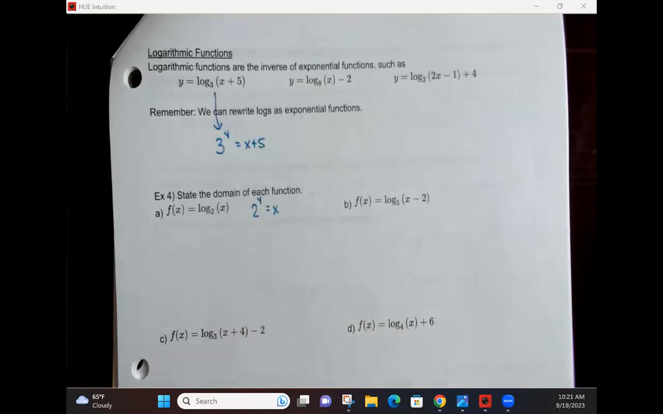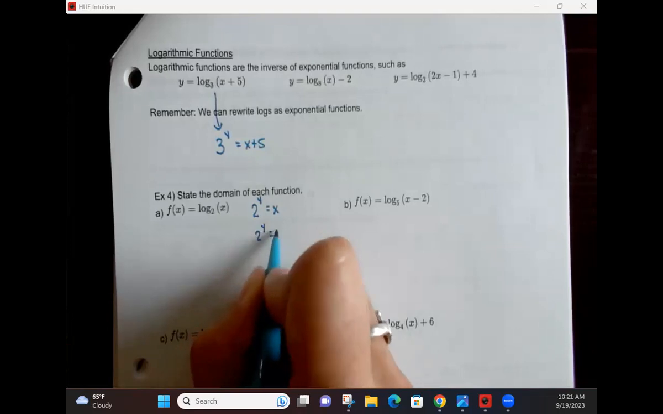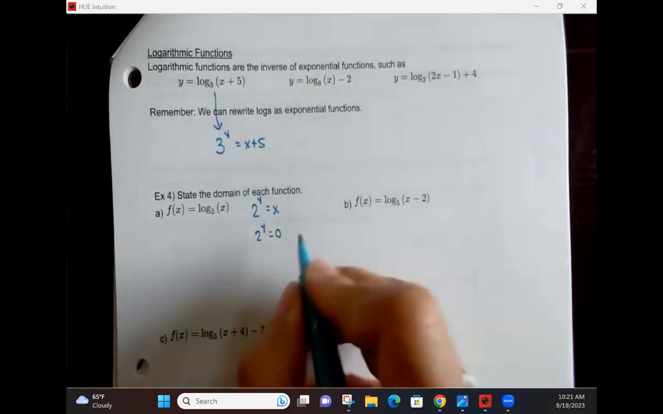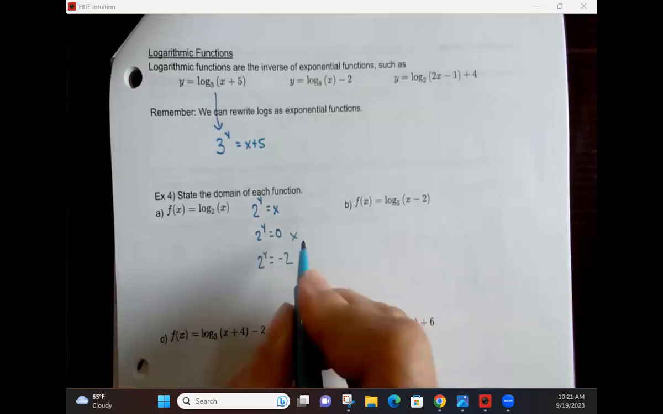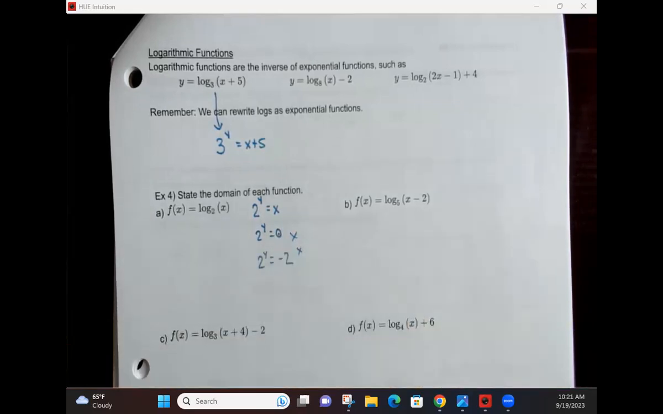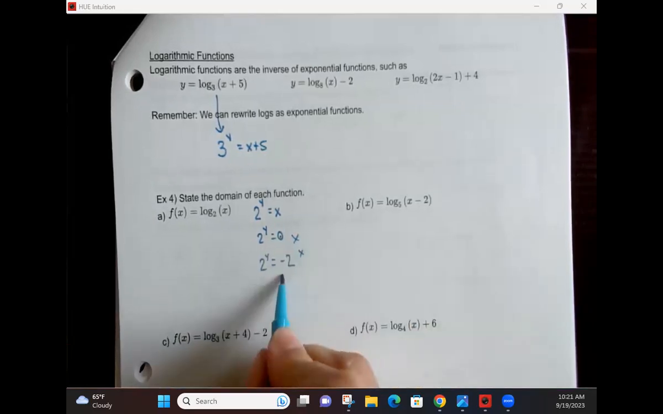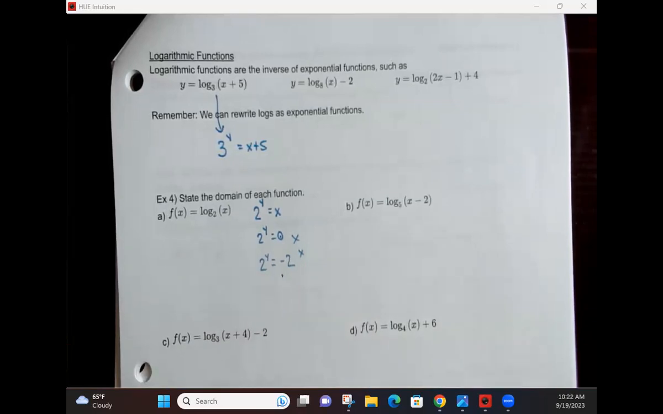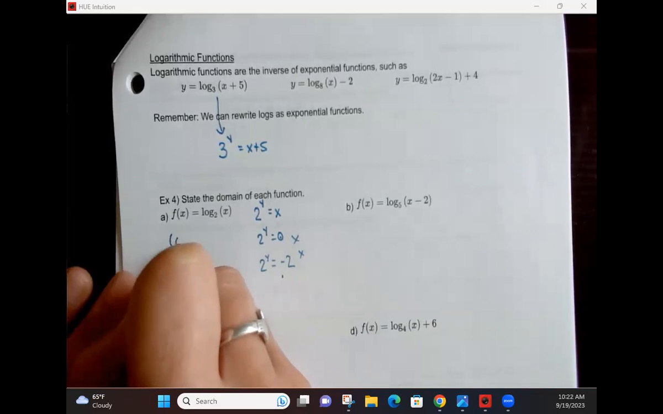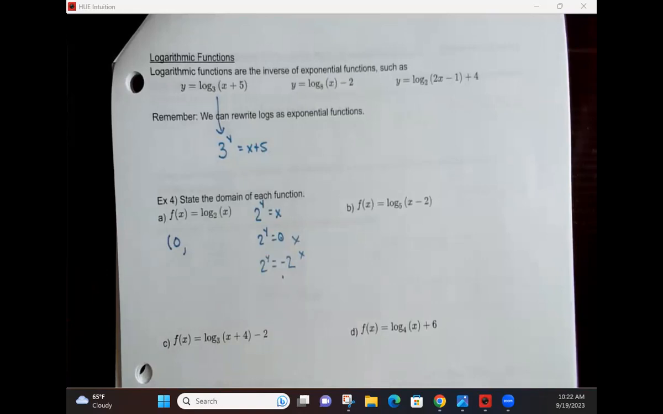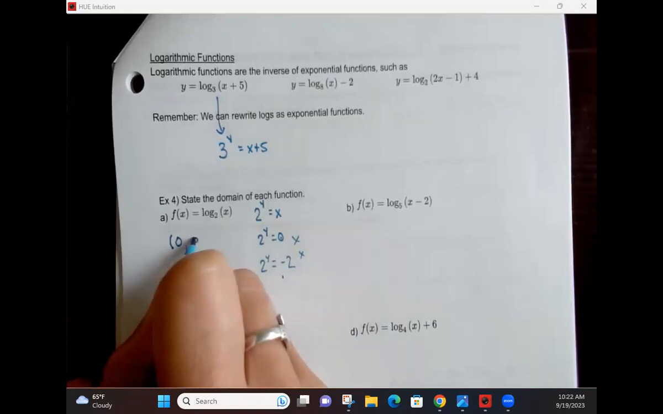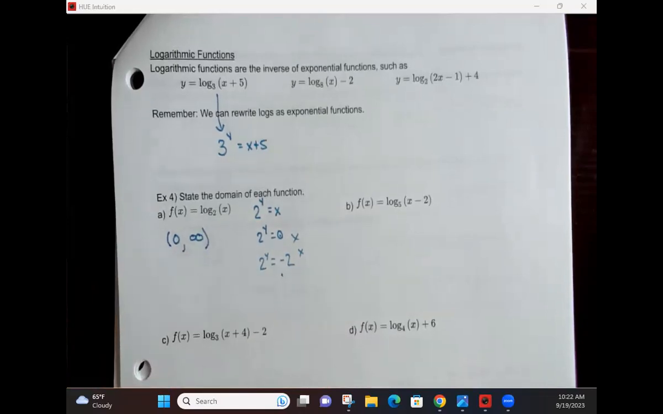Could I get 0? Could I do 2 to some power and get 0? That's a no. Could I do 2 to some power and get -2? That's also a no. So 0 is not part of our domain. Negative numbers, not part of our domain. We can go close to 0, but not 0. So I'm going to use a parenthesis there. We can use fractions less than 1. That's fine. As long as they're not negative, as long as they're positive. And then anything positive is fine, but not 0, nothing negative.